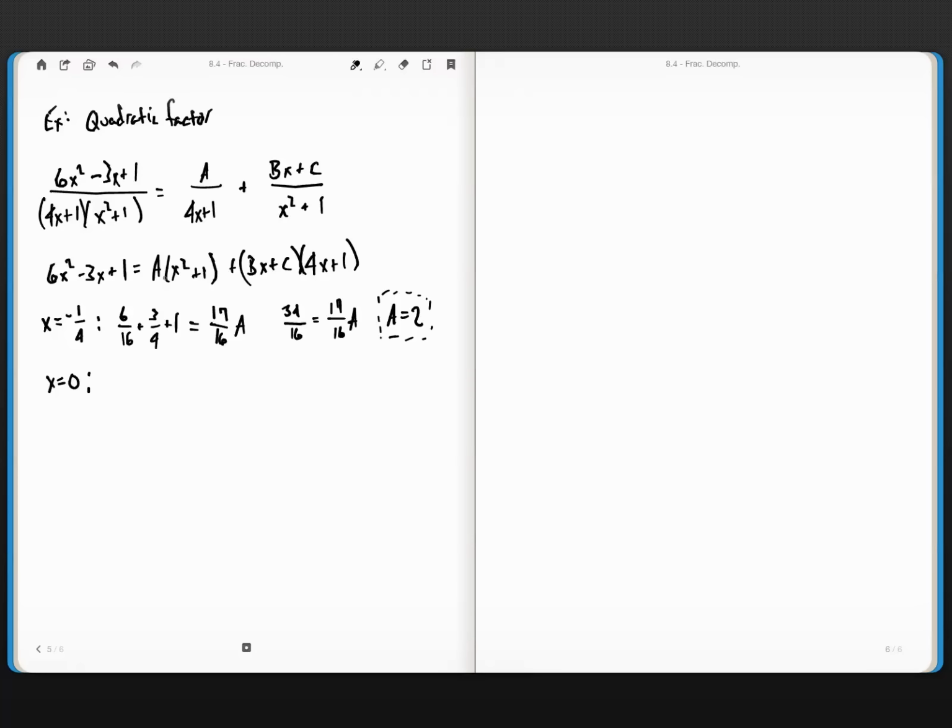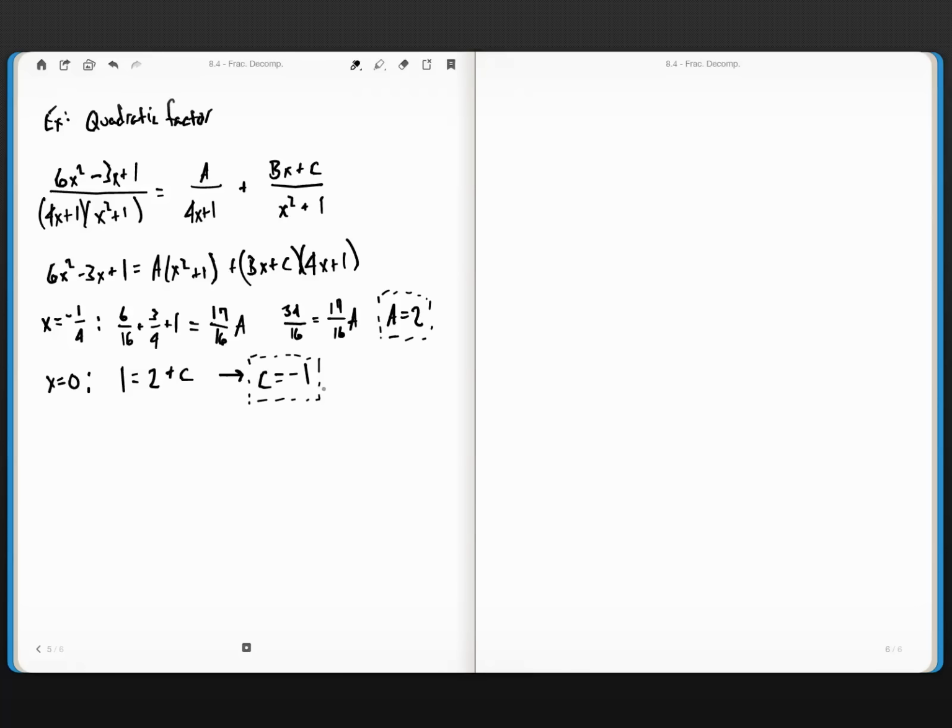And then that's a. But I know a is 2. Oh, okay, so this is alright. So if x is 0, I get 1 equals, this is just a, so it's just 2, plus, and the only thing I have left here is a c. So 1 equals 2 plus c. That's nice, because then that gives c equals negative 1. Sweet.